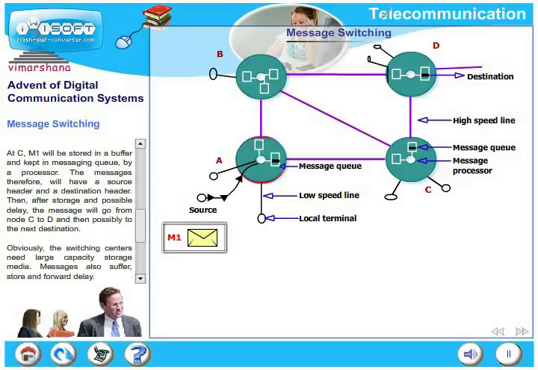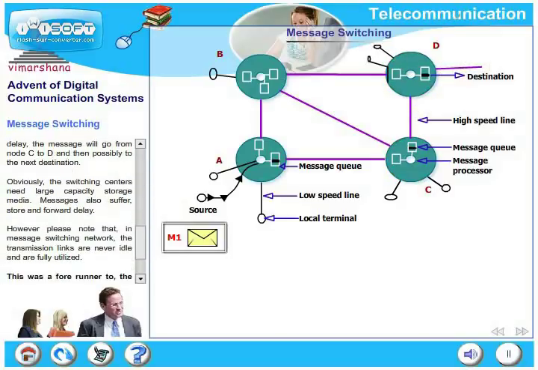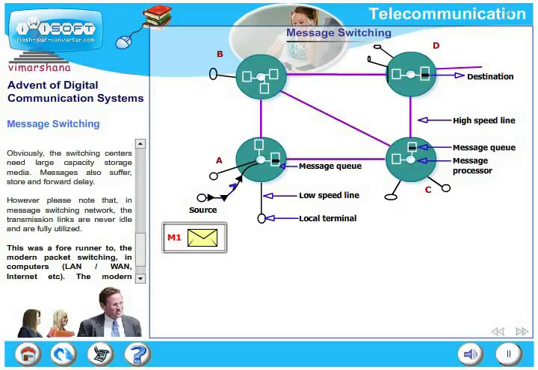At C, M1 will be stored in a buffer and kept in a messaging queue by a processor. The messages therefore will have a source header and a destination header. Then, after storage and possible delay, the message will go from C to D and then possibly to further destinations. Obviously, the switching centers need large capacity storage media. Messages also suffer store and forward delay.